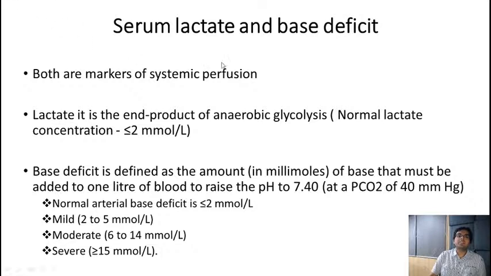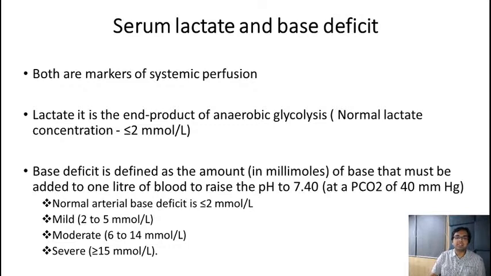When we consider serum lactate and base deficit, both are markers of systemic perfusion. As we have already discussed, lactate is an end product of anaerobic glycolysis. Whenever there is tissue hypoperfusion, it activates anaerobic glycolysis, which in turn leads to production of lactate. The normal lactate concentration is less than 2 millimoles per liter. However, a concentration of more than 2 millimole per liter can indicate tissue hypoperfusion, and levels of more than 4 millimole per liter are associated with increased mortality.